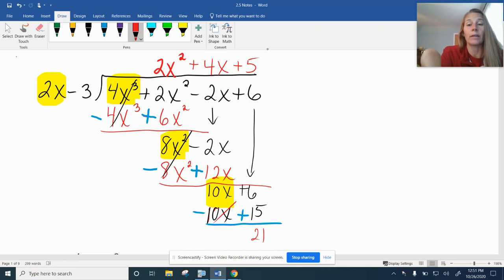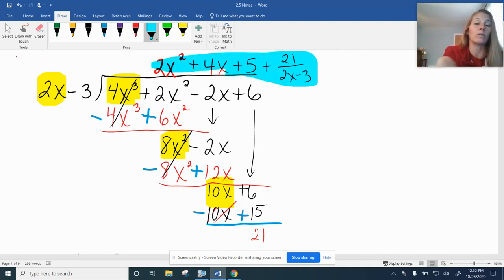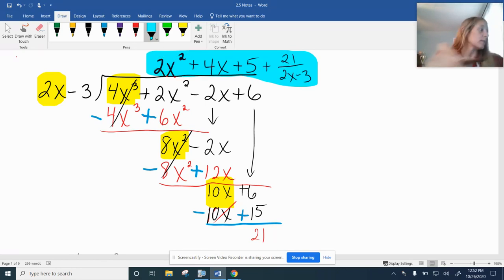So then for my final answer, I would have this quotient up top, but I would have to add on my remainder over my divisor, and then this entire piece here would be my solution. This would be the quotient and the remainder.